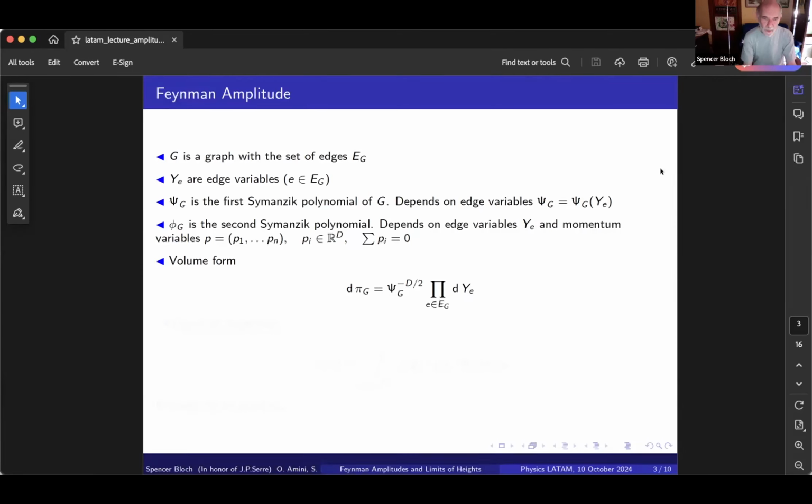Now, using just the first Symanzik polynomial, we get a measure, which is a negative power. Remember, capital D was, you look back and you find capital D. And so psi appears in the denominator to a power D over 2, and then the edge variables appear. So that's the volume form.